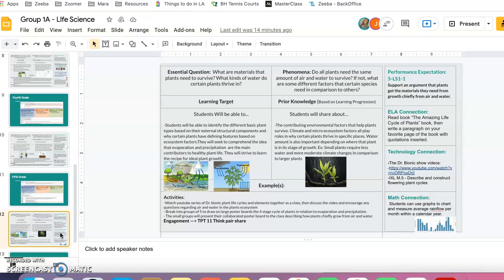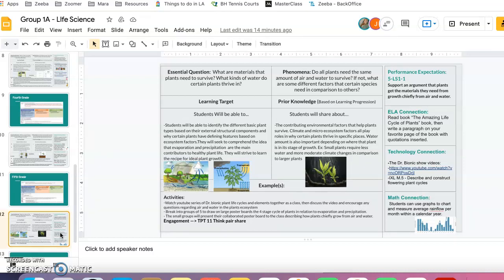After we do that brainstorming, students can break into groups of 3 to 5 to draw on large poster boards collaboratively the 4-stage cycle of plants in relation to evaporation and precipitation. Again, going back to that question, supporting an argument that plants get the materials they need for growth, chiefly from air and water.